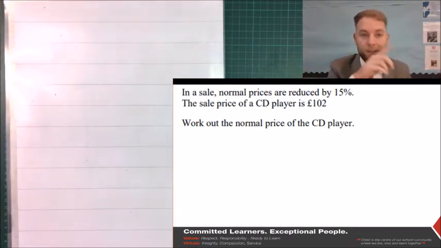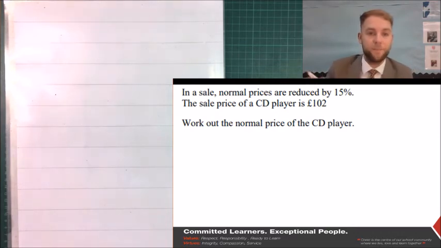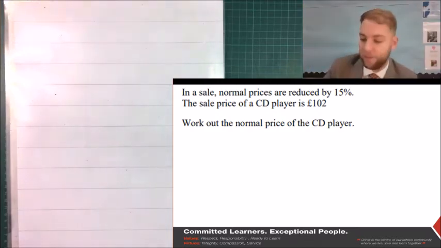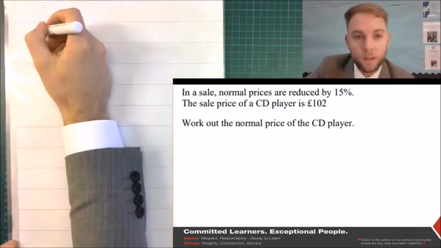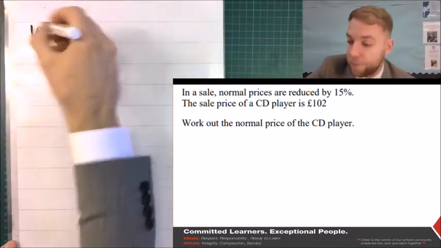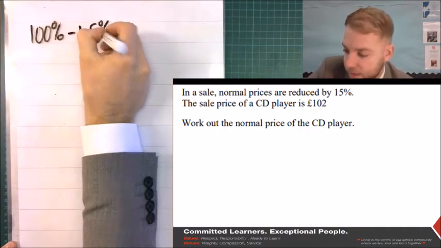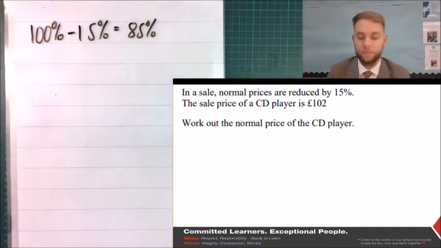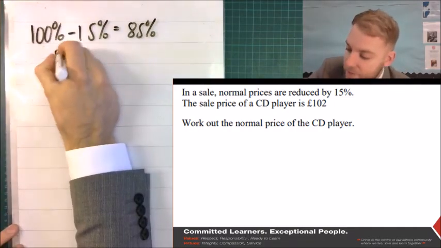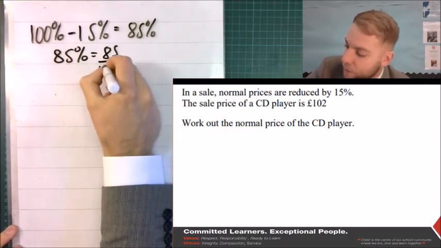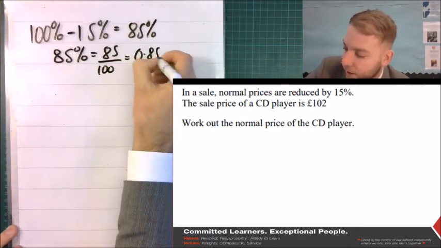Okay? Now, the starting point's still the same. It still had a reduction of 15%. So I'm not changing that. I'm not adding 15% on. I have to start with the same thing. So here, I've got 100%, which was reduced by 15%, so minus 15%, which is equal to 85%. 85% as a multiplier is equal to 85 divided by 100, which is equal to 0.85.